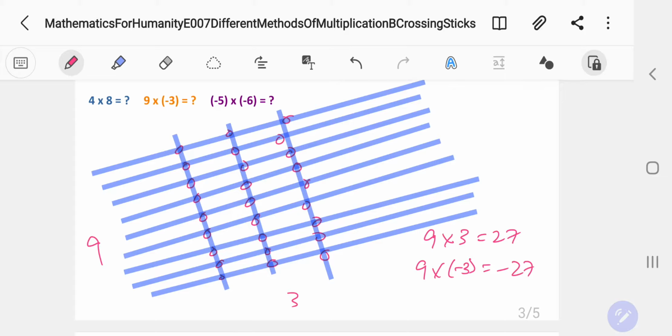Or when you multiply a negative number to a positive number, it's also negative. And when you multiply both numbers which are positive, then it will give you a positive number. And also, if you multiply two negative numbers, it will give you another positive number. So that's the second one. And then we go to the third one.